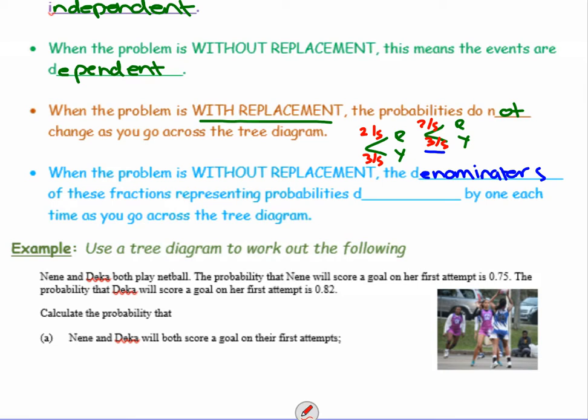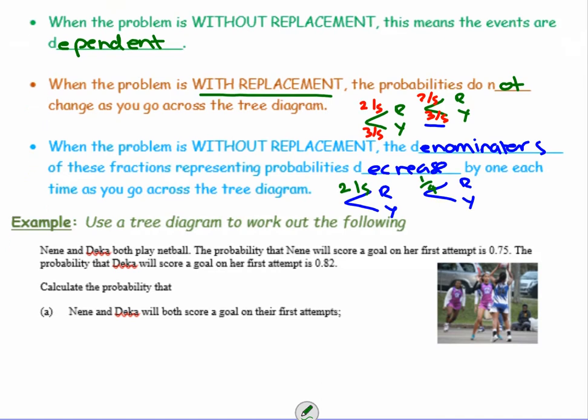So the denominators of these fractions representing probabilities decrease by 1 each time as you go across the diagram. So here's an example. You've got red, yellow, that kind of thing. If it was 2/5 for red on this one, as you go to the next red, there'll be only 4 left in the bag and only 1 red left in the bag. So here's an example where we can start to do our own tree diagrams.